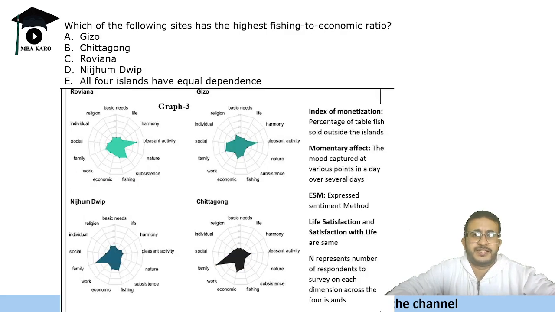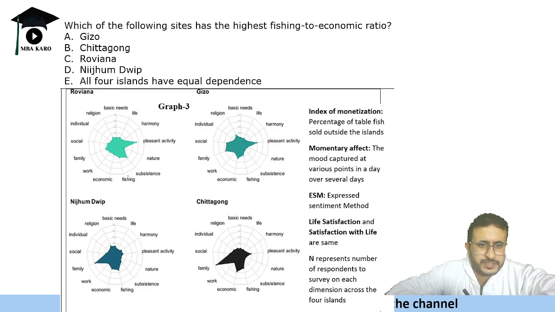Which of the following sites has the highest fishing to economic ratio? Fishing is this part and economy is this next one. So we need to find which has the highest ratio. This has the least because economy is high in this case, and then you will have to calculate for these and find out.